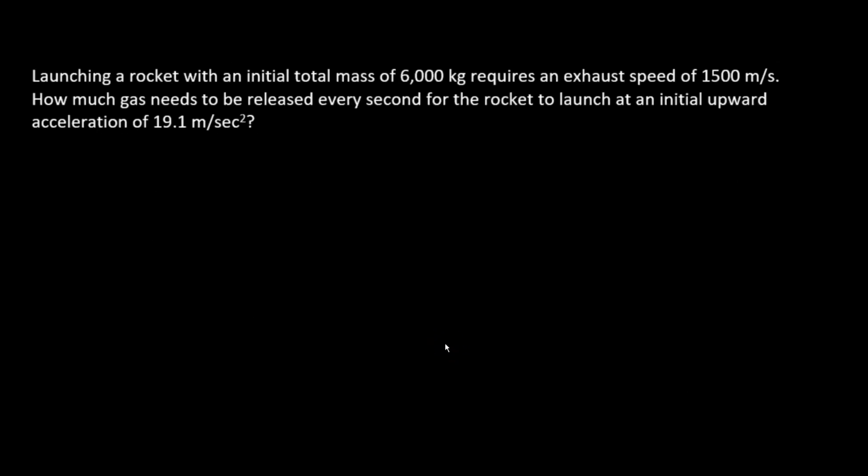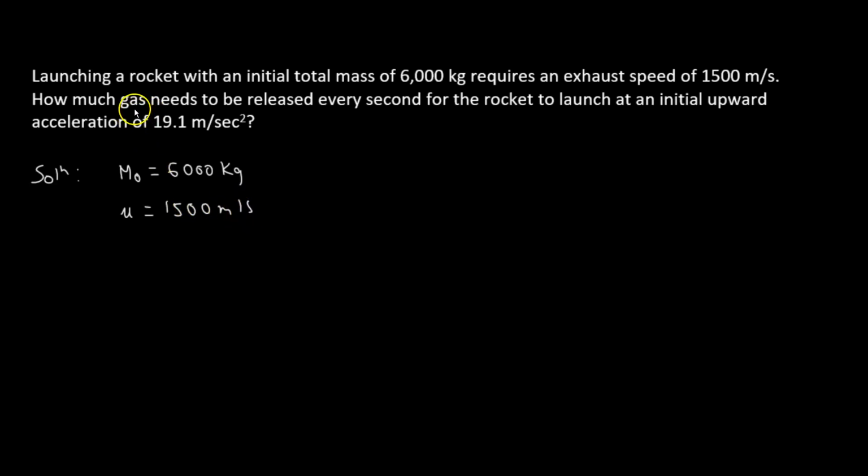So problem number 2. Here it's mentioned that we have a rocket that has an initial mass of 6000 kilograms and it requires an exhaust speed of 1500 meters per second. So that means the initial mass m_0 is given as 6000 kilograms, and in order to lift this rocket, it needs to have an exhaust speed, that's velocity U, of 1500 meters per second.